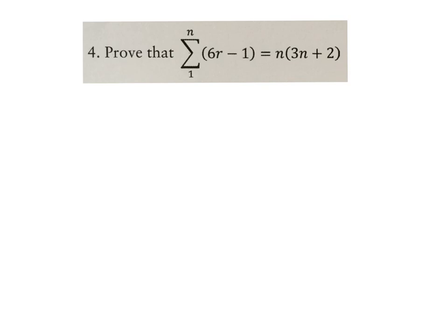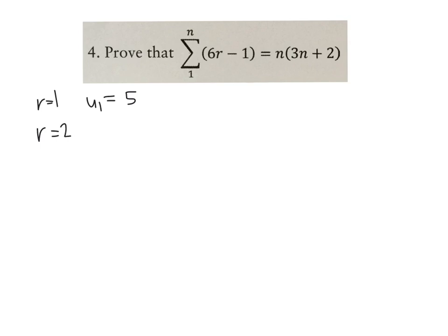We have to prove that the sum of terms from 1 to n of 6r minus 1 is equal to n times 3n plus 2. So we've got the nth term of the sequence here, and we can just use that to find out the terms of the sequence. So when r is 1, then the first term would be 6 ones, which are 6, take away 1 is 5.